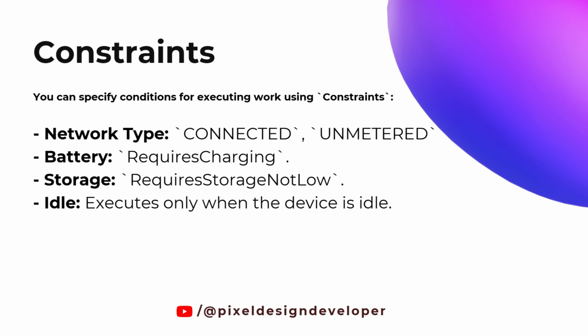With WorkManager, you can set constraints to control when tasks should run. For example, you can specify network conditions like being connected or unmetered, require the device to be charging, ensure storage isn't low, or even wait for the device to be idle before starting the task.